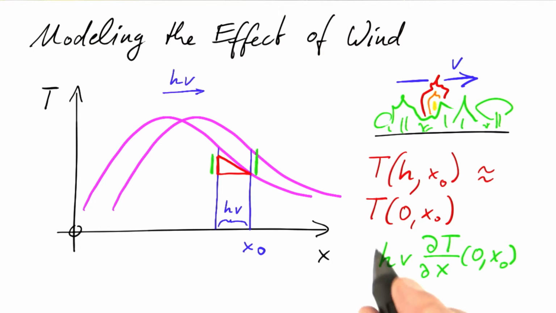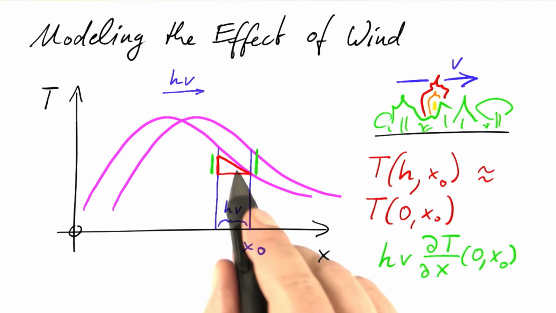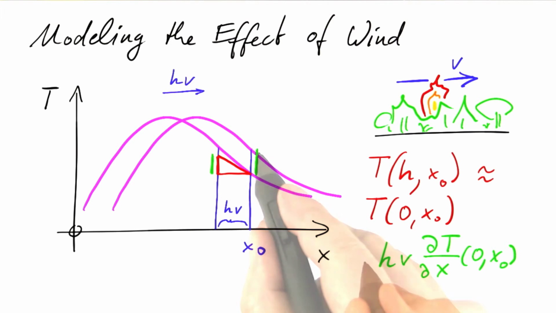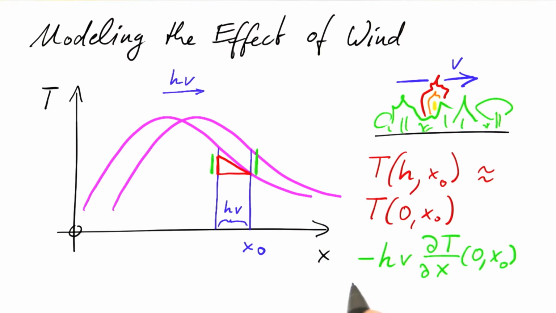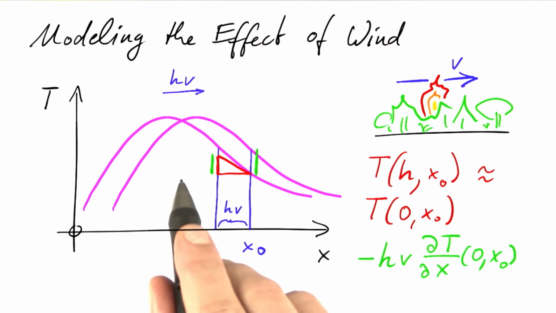And we have to be a bit careful about the sign. If the derivative is negative, such as in this case, we have to go up, which means we need a minus sign in front. So that's the trick. We use the spatial derivative to accomplish this shift.